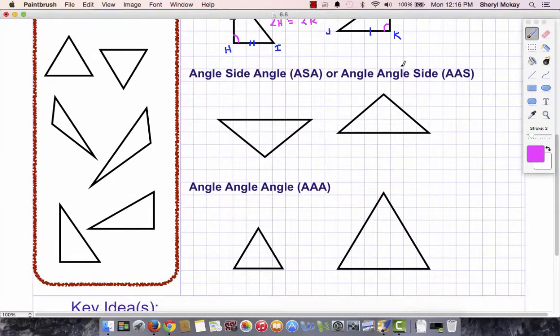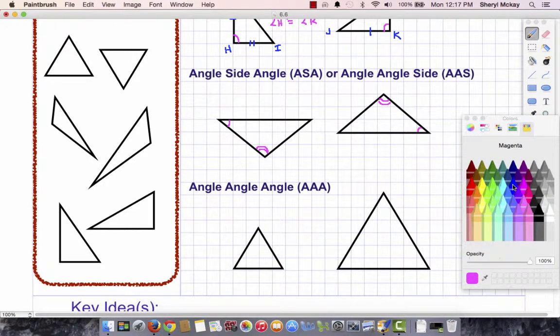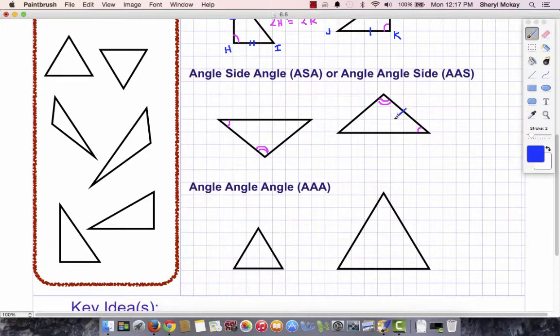Now, angle, side, angle is another one. Angle, side, angle. So that means that I have two angles that are equal, and I'm pretty sure it's going to be this one and this one. So this one is equal to this one, and this one is equal to this one. And if we have a side in between them that is equal, then using angle, side, angle, we can say that these two triangles are congruent.